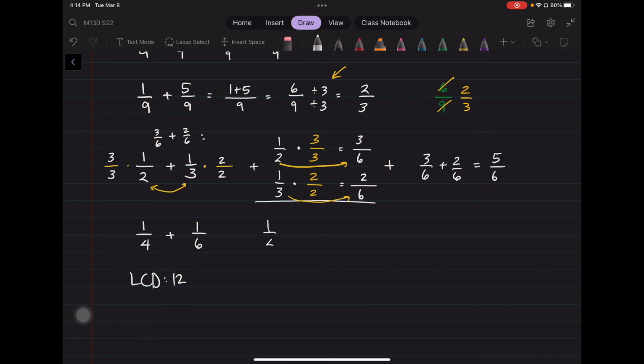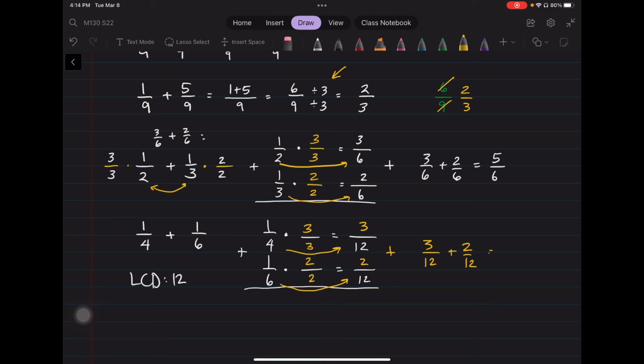That means that I'm going to take 1/4 plus 1/6, and I'm going to need to multiply so that my denominator is 12. So again, I ask myself, 4 times what is 12? That's 3, so I multiply by 3 over 3. 6 times what is 12? That's 2, that means I multiply by 2 over 2. And 1 times 3 is 3, 1 times 2 is 2. And now what I have is an addition problem of 3/12 plus 2/12, which is 5/12. And that is my answer.